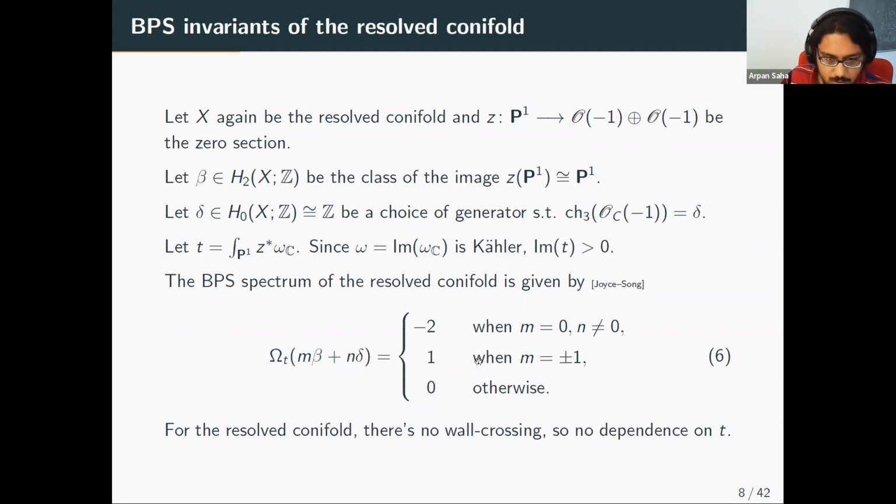The resolved conifold is a particularly simple example, and no wall crossing takes place, so there is no dependence on the Kähler parameter T. But in general, there can be a dependence, and the BPS invariants can jump across certain codimension 1 walls in the Kähler moduli space.